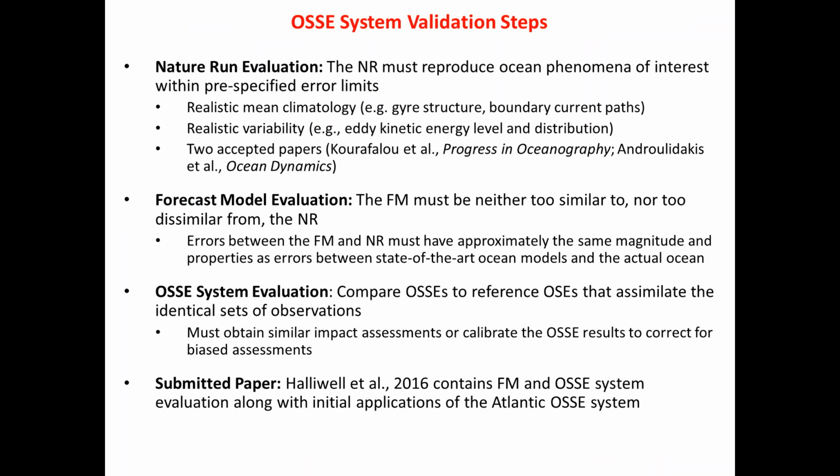OSSI system validation steps. First of all, nature run evaluation. The nature run must reproduce ocean phenomena of interest within pre-specified error limits. It must have realistic mean climatology and realistic variability. The work evaluating this nature run for the Atlantic region is now contained in 2 accepted papers, Kourafalou et al. in Progress in Oceanography, and Androulidakis et al. in Ocean Dynamics. These papers show that with high confidence we can use this nature run for simulating ocean observations, based on how well it reproduces the climatology and the variability.